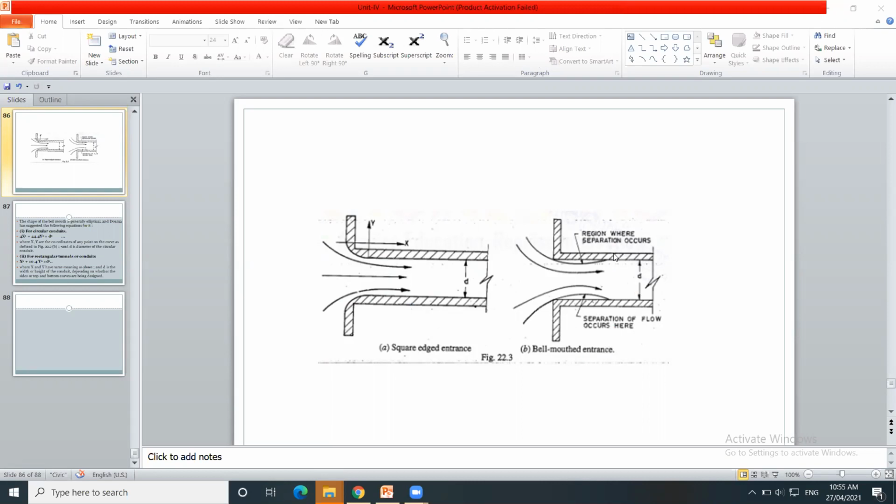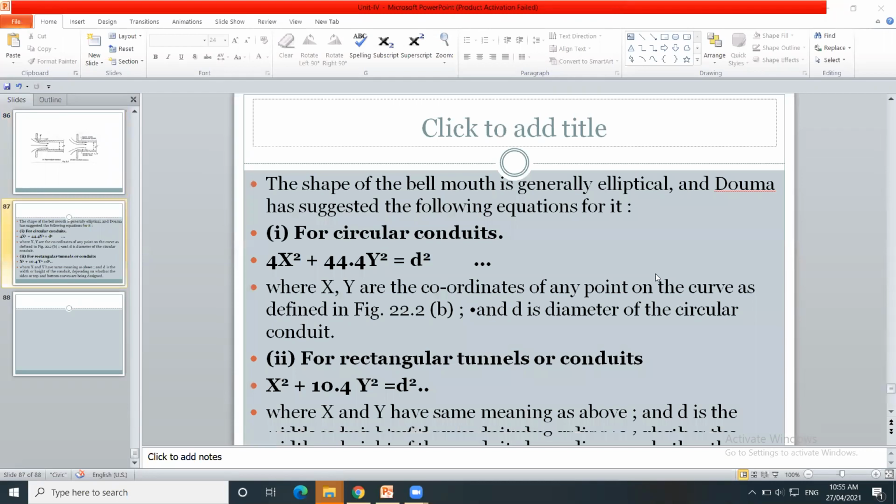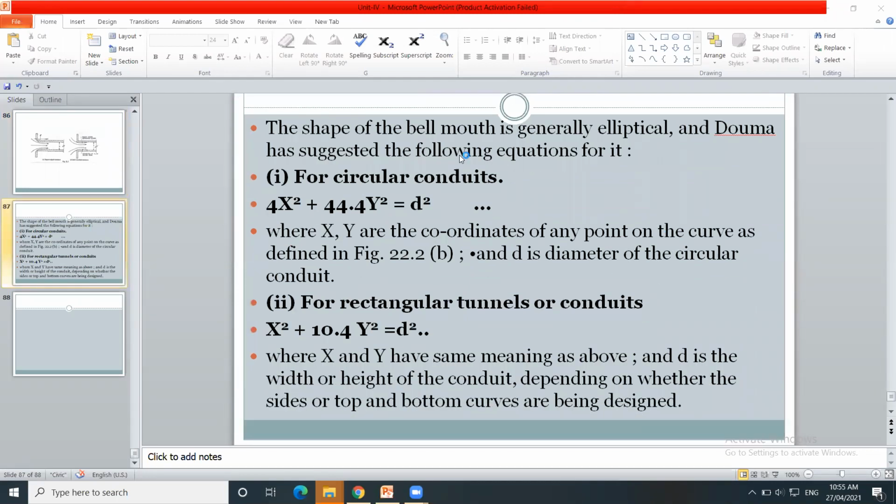This is the region where separation occurs. Separation of the flow occurs here. This is a bell mouth entrance, and this is a square edge entrance. This is a depth. The shape of the bell mouth entrance is generally elliptical. Domo has suggested the following equation for this bell mouth entrance.